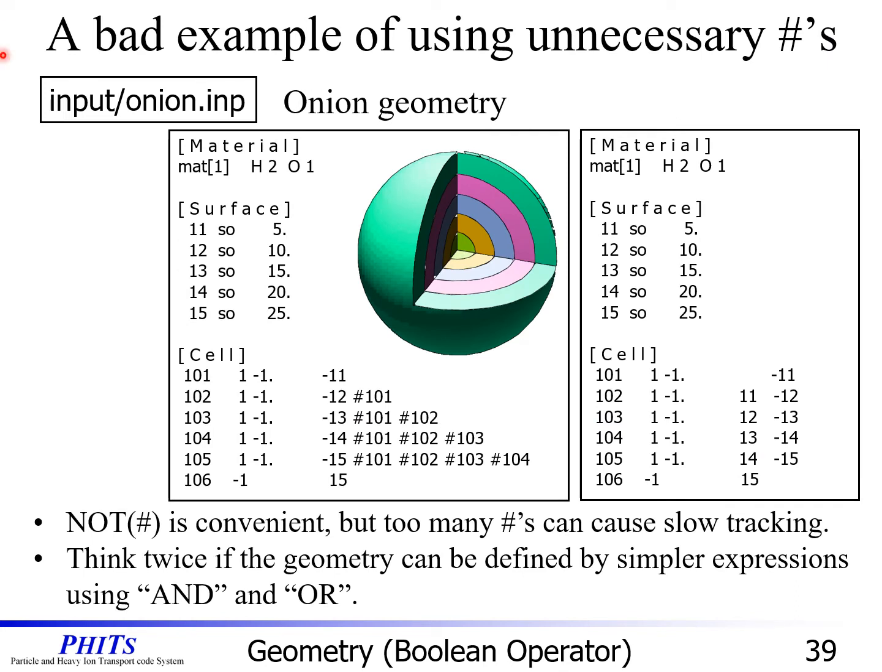Here is shown a bad example using unnecessary hash marks. This is an onion geometry, which is constructed by five sphere surfaces, like an onion. If you define this geometry by using hash marks, the input file becomes long, while the input file can be expressed more simply by using AND or OR operators.